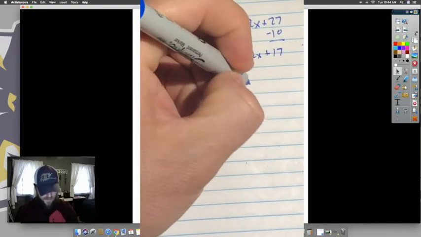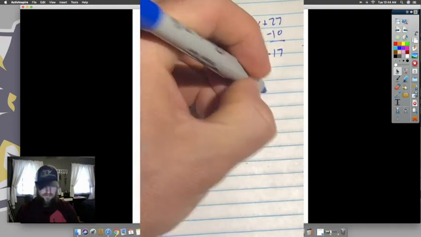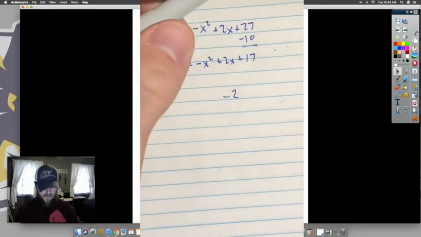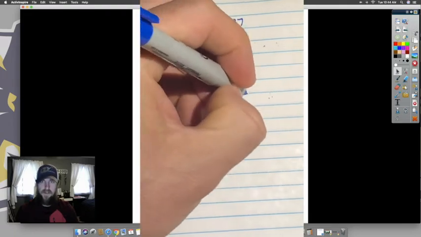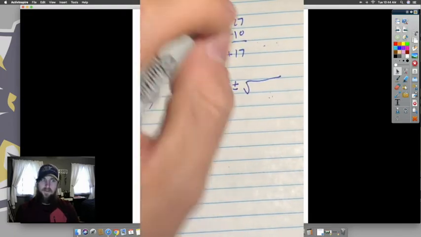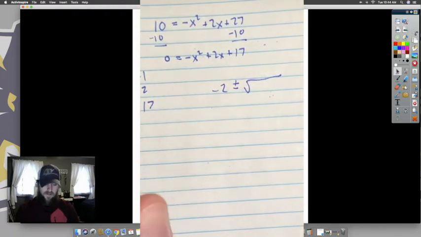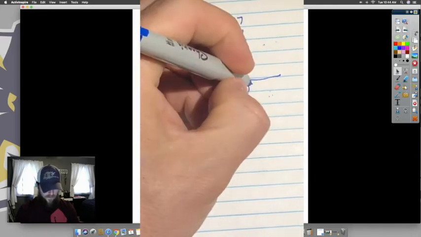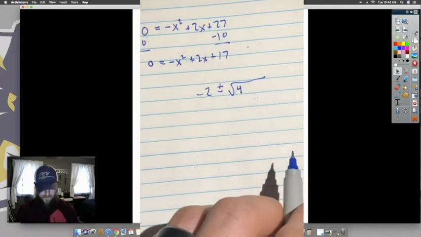So I always do that opposite of B. So we got -2 plus or minus my square root. And then I like to actually write down these 2 parts separately. I do the B squared. So B squared, 2 times 2 is 4.